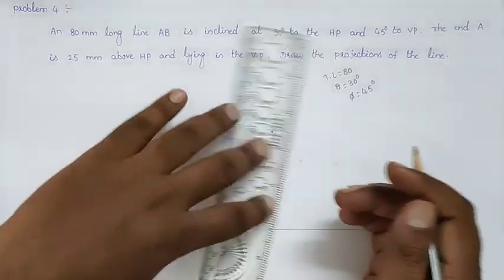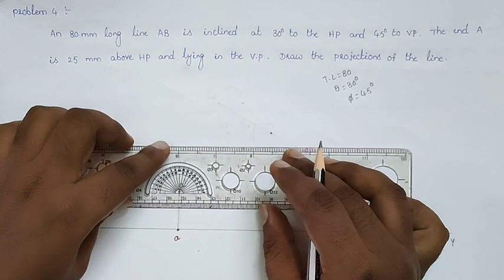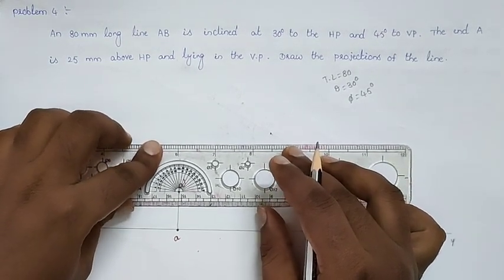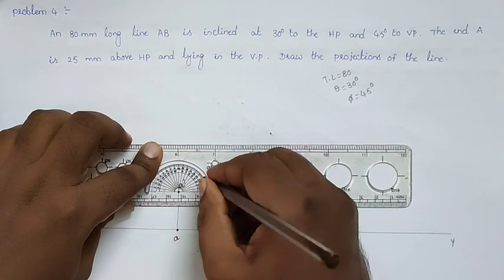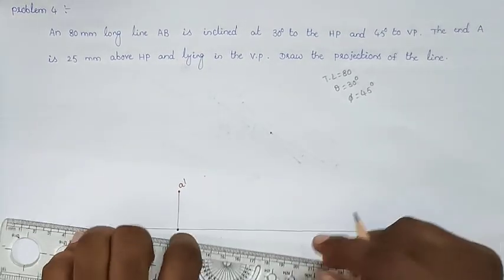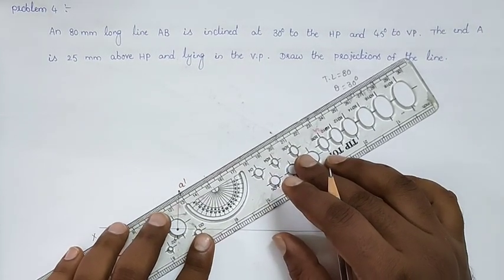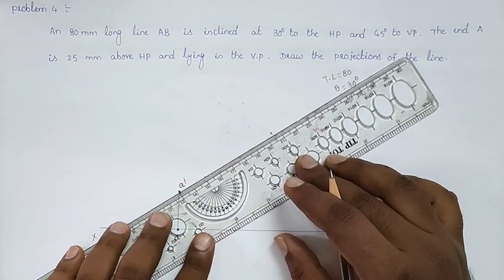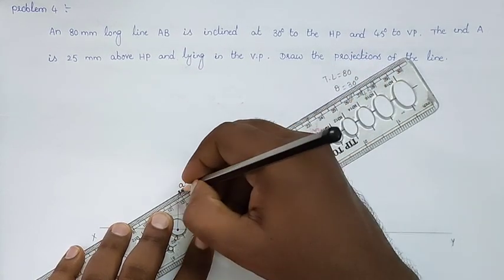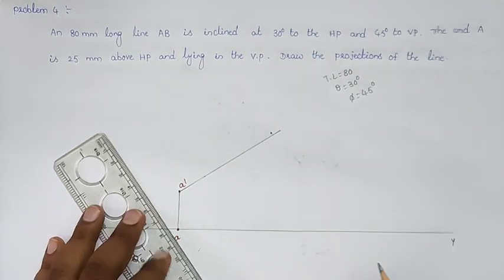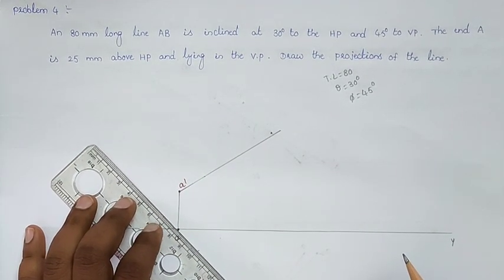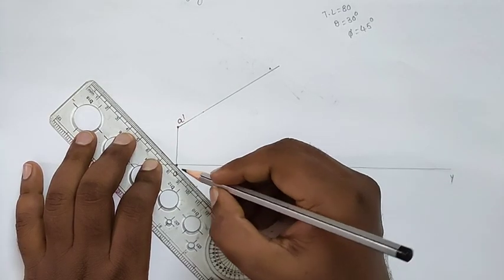Similarly, making an angle of 30 degrees from point A dash, we will draw the true length of the line. The true length of the line should be equal to 80 mm. And similarly from point A, making an angle of 45 degrees, we will draw the true length of the line with the length of 80.